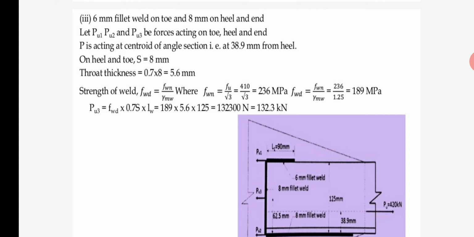Now on heel and toe S is equal to 8 mm, so the throat thickness is 0.7 times 8, which means 5.6. Here the throat thickness is different, but the strength of weld is the same as we calculated in our first two conditions, 189 MPa. Now we calculate PU3 because we know the length of weld for PU3, it is 125. So PU3 is FWD into 0.7 times S into LW, which is 132.3 kilonewton.